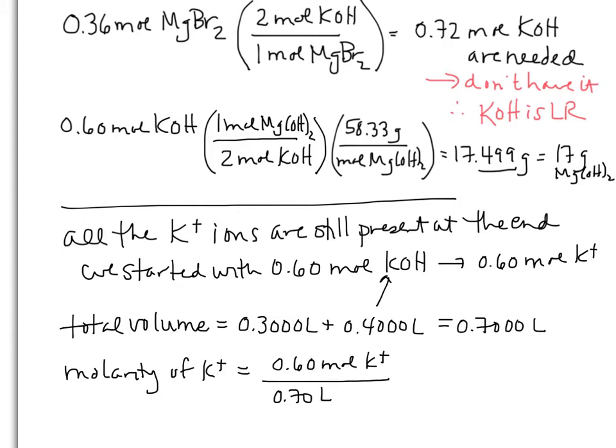Let's keep our sig figs here. 0.700 liters total. And so that comes out to be 0.85714 moles per liter, or 0.86 molar K plus.